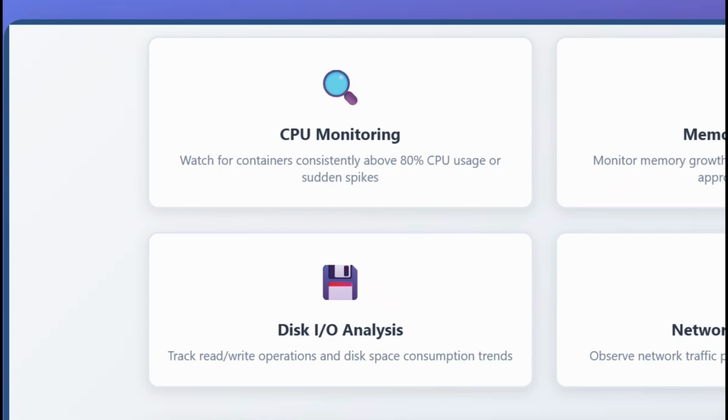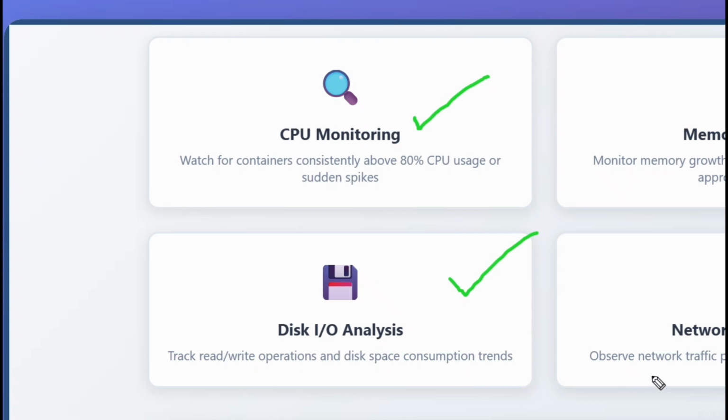Here we also see what to watch for, the major things. First, CPU monitoring: look for containers consistently using above 80 percent of CPU and showing sudden spikes. The second one is memory tracking: monitor memory growth patterns and identify containers approaching their limits. The third one is disk input/output analysis: it tracks read/write activity and disk space consumption trends.